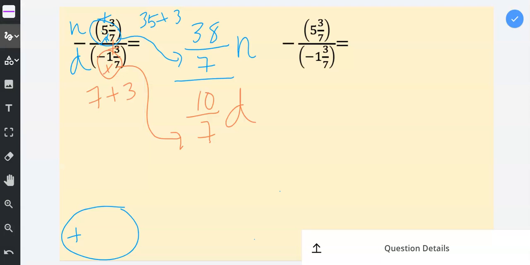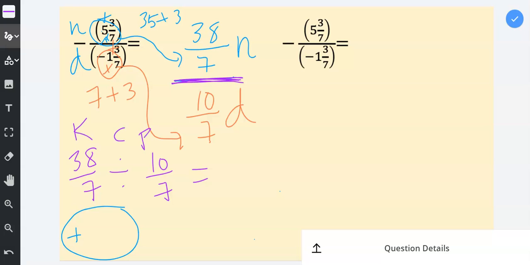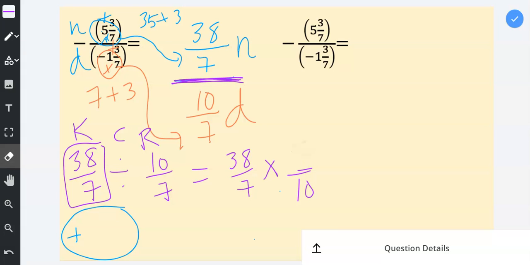After that, I hope that you remember that the next step, step 2, is to change the fraction bar to a division symbol. You record the numerator first, the 38/7, and the denominator second, the 10/7. So we completed step 2. Step 3 is where we keep change reciprocal. So we keep the 38/7, we change the division to multiplication, and then we record the reciprocal of 10/7, which is 7/10.